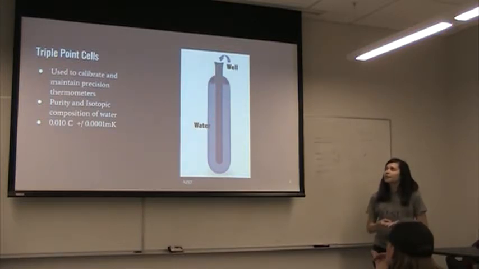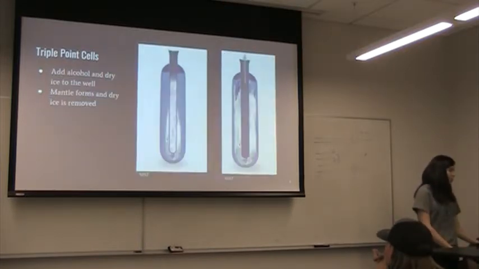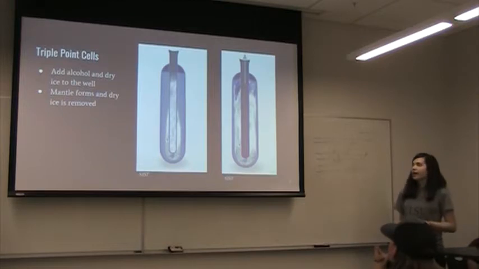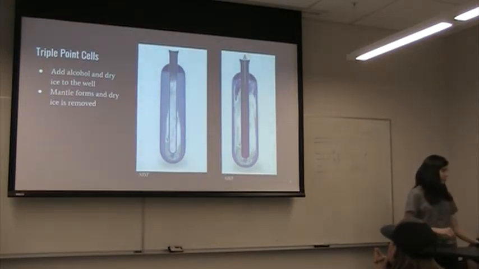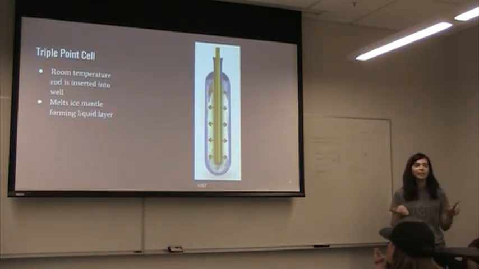You can get a reading from the triple point cells of 0.01 degrees Celsius, which is the triple point of water, with an astoundingly low uncertainty of 0.0001 millikelvins. That's why we use the triple point for that, because you get a very low uncertainty with the readings. The way it works is that you add some alcohol or dry ice into the well, which starts to freeze the water and forms a mantle, which is what we call the ice. Once enough ice has formed, you insert a room temperature rod into the well, which adds a little heat back into the system. It creates a liquid layer in between the well and the mantle.